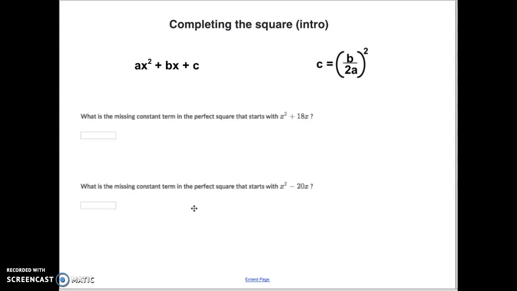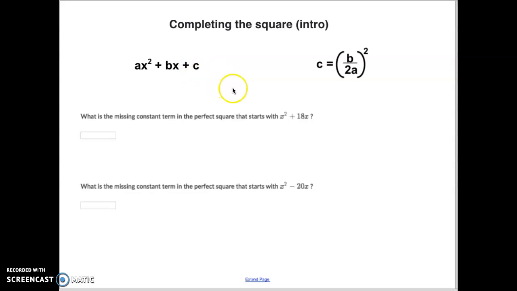So, starting fairly simple, let's talk about completing the square. First of all, you all know that a standard quadratic equation is in the form of ax squared plus bx plus c. Just so you know some of the terminology, a is your leading coefficient of x squared, b is your x coefficient, and c is your constant. So when we're talking about constant, it's always your c term.